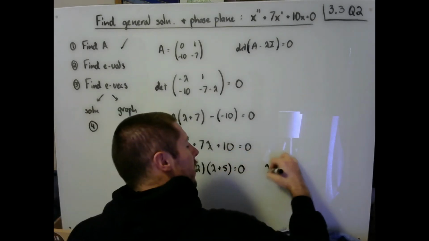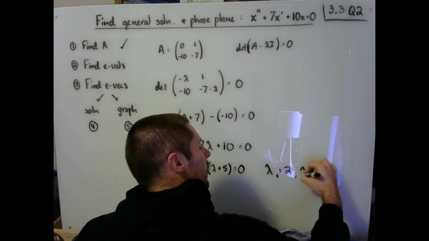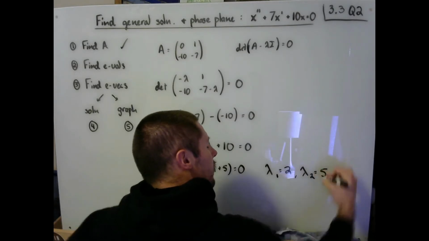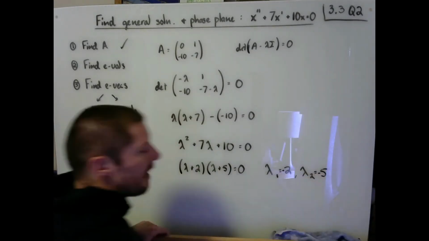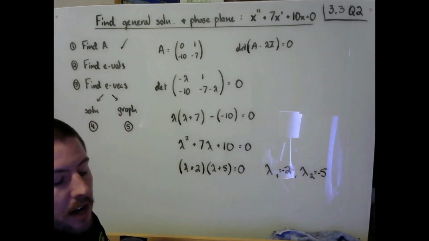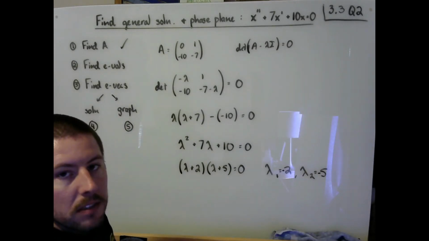And it looks like we found lambda 1 is -2, lambda 2 is going to be -5. So we found our -2 and -5. We found our two eigenvalues. Let's now go ahead and use those two eigenvalues to find our eigenvectors.